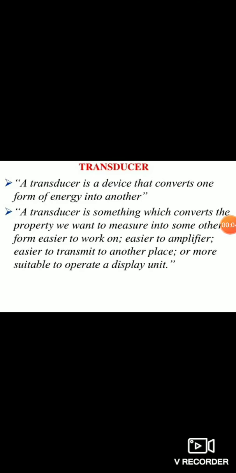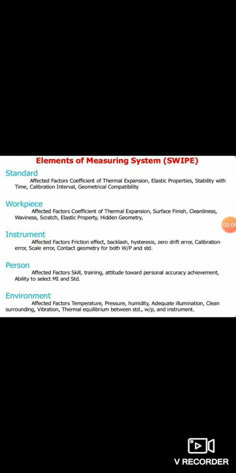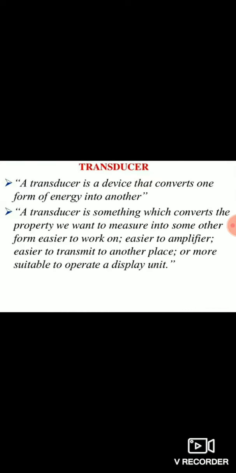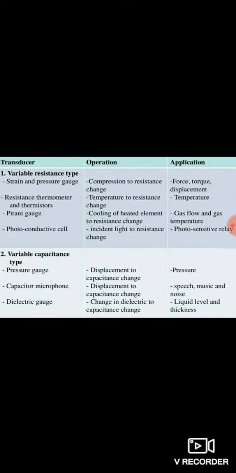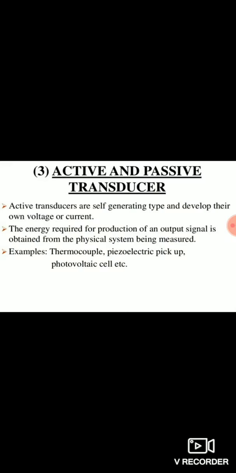Good morning students. Yesterday we saw the elements of measuring systems, then transducer functions and types of transducer. Here we saw the two types of transducer, mechanical and electrical transducer. In today's lecture we will see the active and passive transducer and analog and digital transducer. First, active and passive transducer.